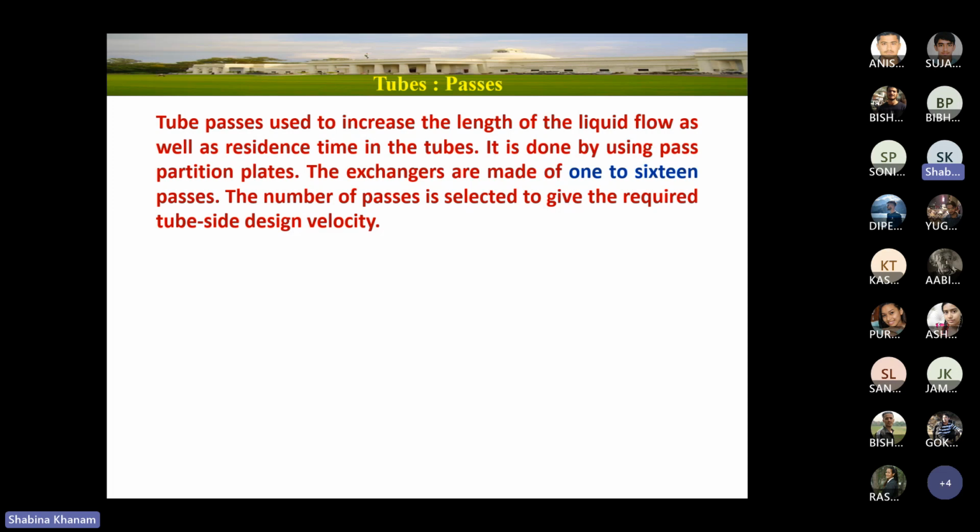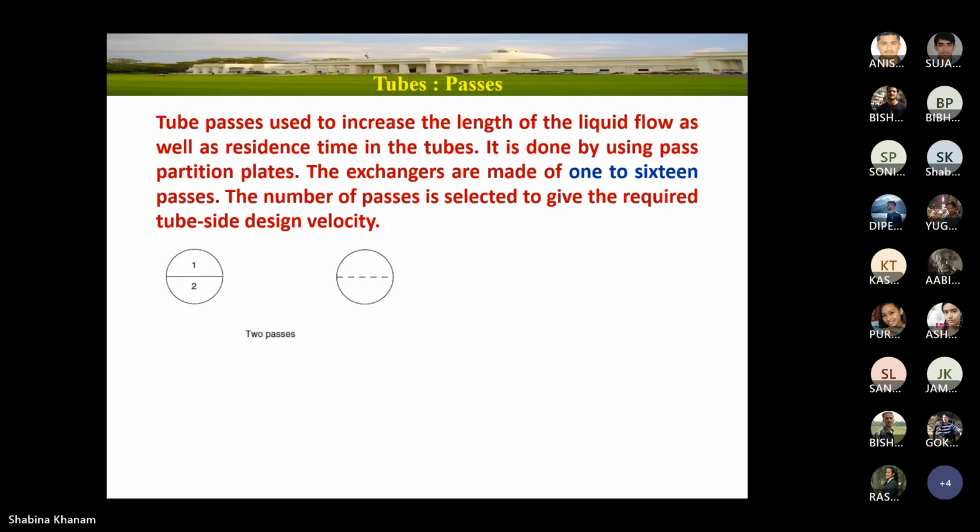Let's say if your velocity is coming less than 1, okay, what you will do, you will increase the tube passes. Okay, so if I consider 2 passes, the whole flow rate will enter into half the number of tubes. Okay, if I consider 4 passes, the total flow rate will enter only 1/4 of the tubes. Okay, so obviously tube velocity will increase. I hope you are getting my point. So the number of passes will be adjusted to have the desirable design velocity in tube side.